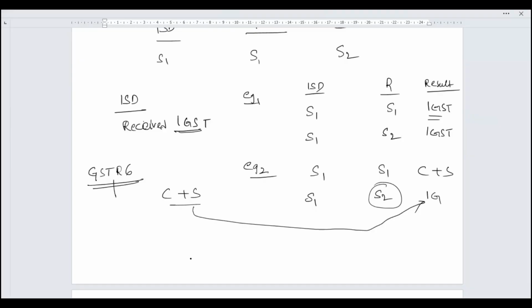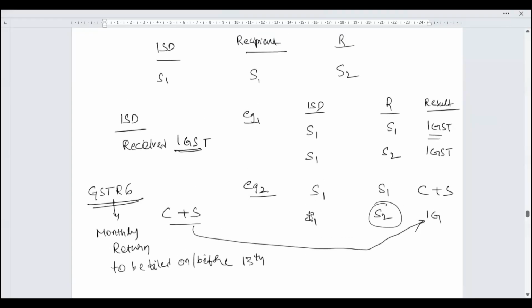This GSTR 6 is a monthly return for distribution, to be filed on or before the 13th of the subsequent month. This is the concept of input service distributor.